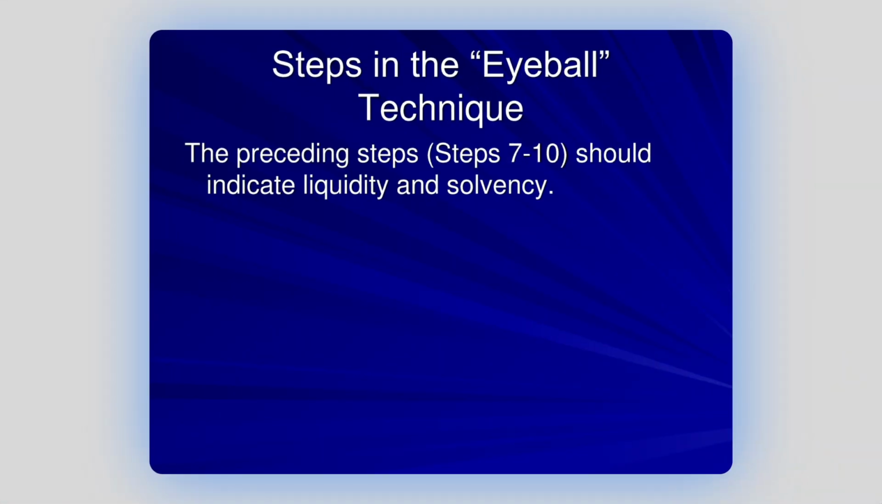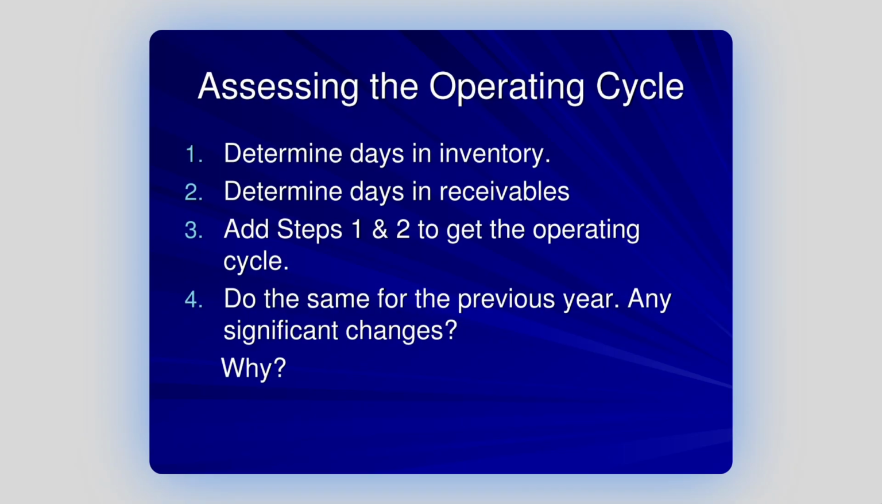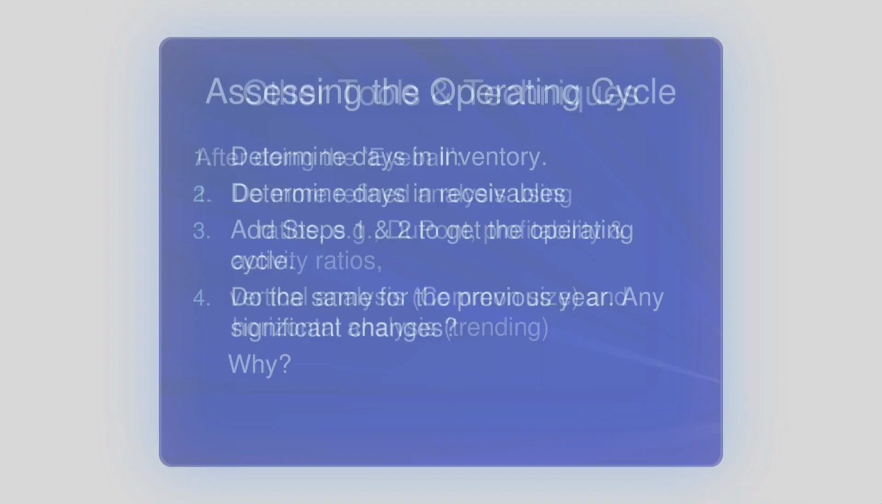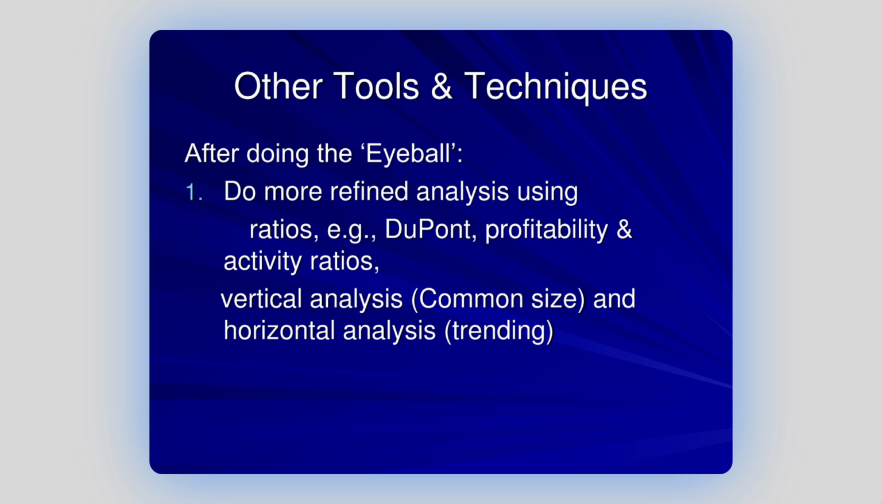Alright. So next one, as part also of the eyeball technique, very important here is how to assess or assessing the operating cycle. Number one, determine the days in the inventory, determine also the days in receivables. If you add that one, as discussed in my previous discussion, that would be your operating cycle. And number four, do the same in the previous year, and if there would be any significant changes, ano ang nangyari?